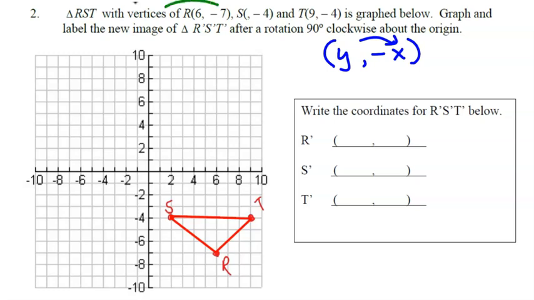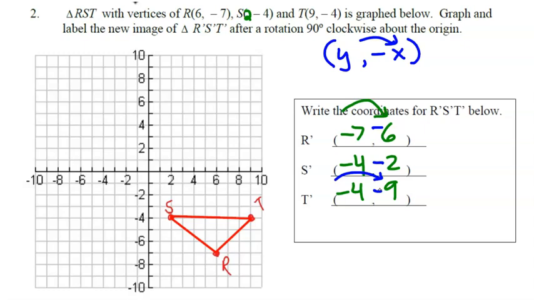The points are provided for you. So if R is 6, -7, I will swap the order of the numbers and I will change the sign of the new y coordinate. Do the same thing with S. It's missing a number here, but S is 2, -4. So I'm going to swap those numbers, -4, 2, change the sign of the new y. Again, last move, swap the order of the numbers, change the sign of the second value.